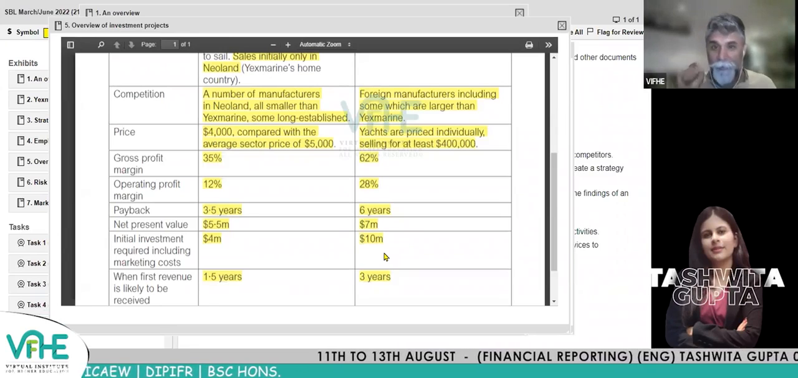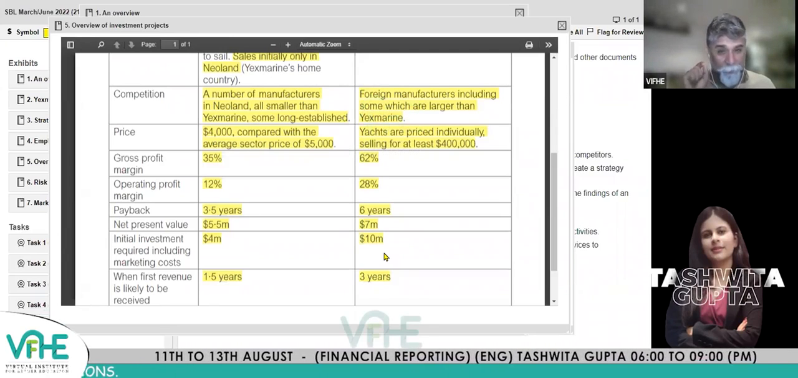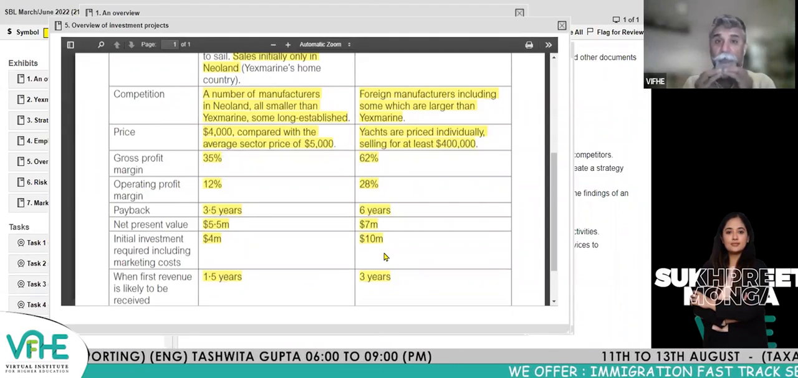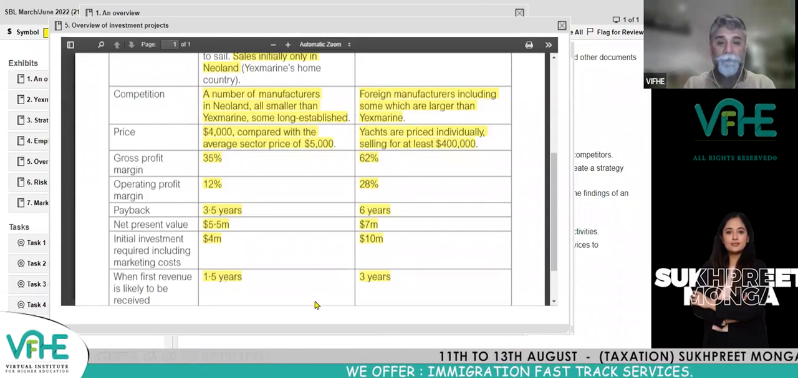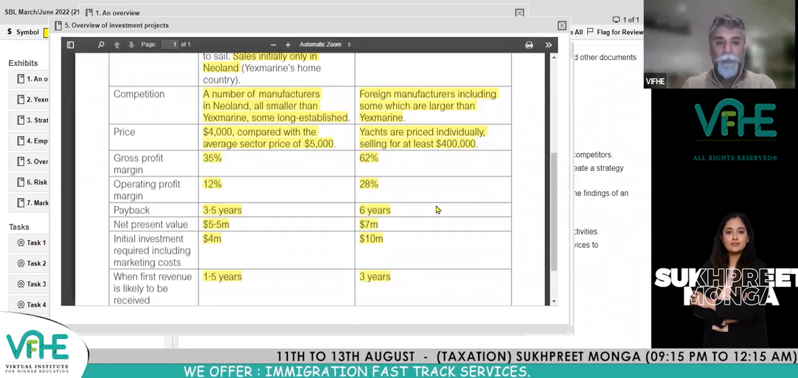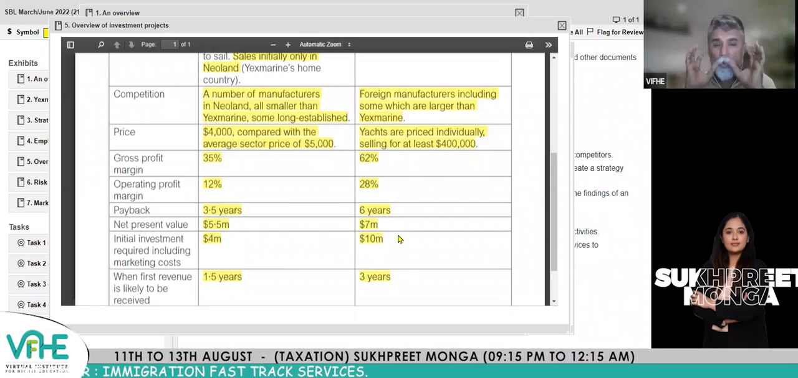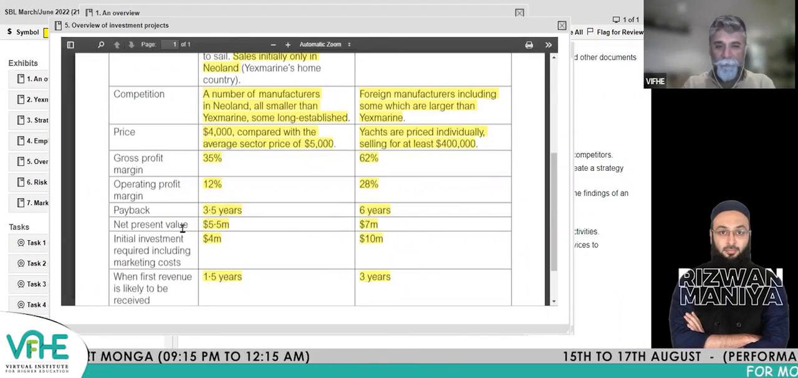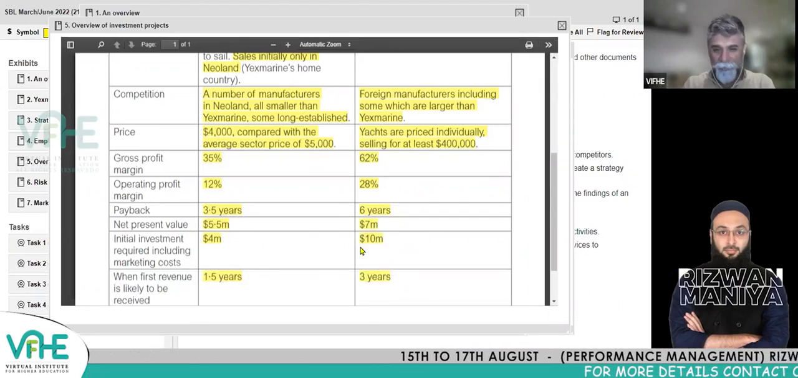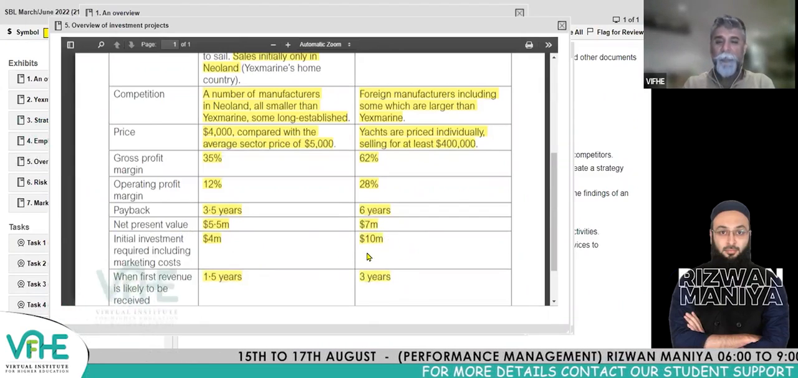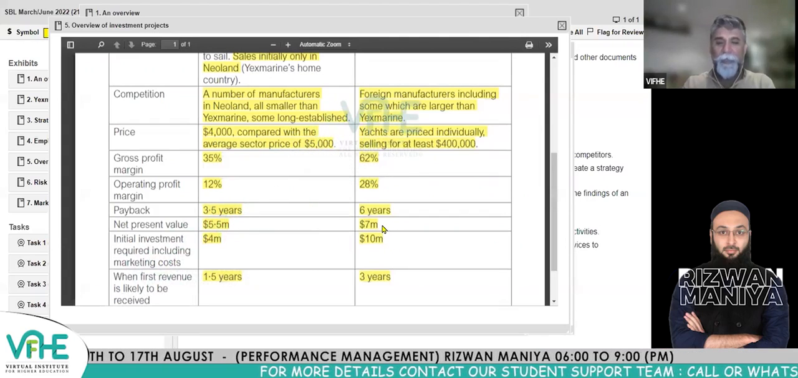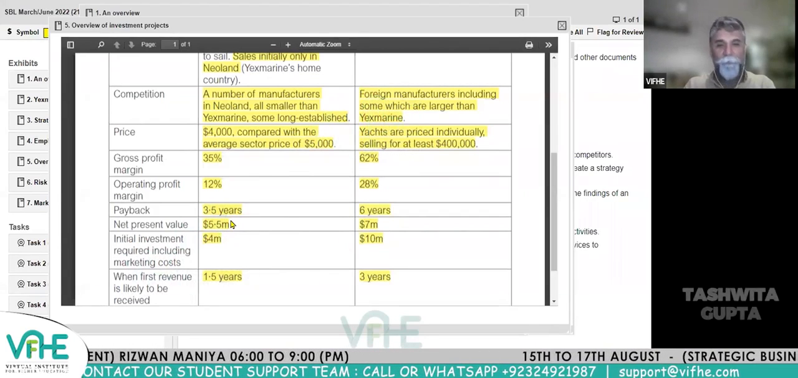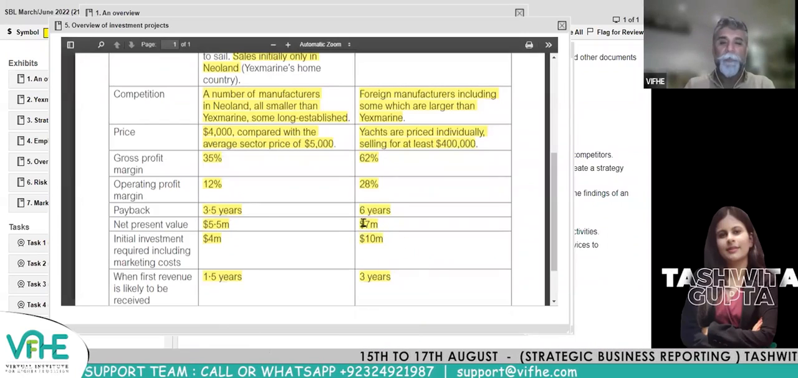Is the investment amount important or the NPV amount more important? Ultimately, the decision making is done based on NPV, right? NPV is the main core decision making factor. So which one has the better NPV? This one. So I would prefer this 10 million, because this 10 million is giving me a profit of 7 million. Whereas this 4 million is giving me a profit of 5.5 million, which is lower than 7. Got it, guys?